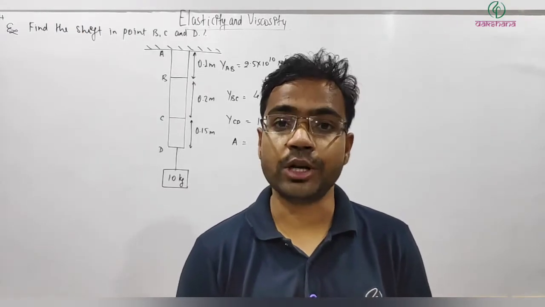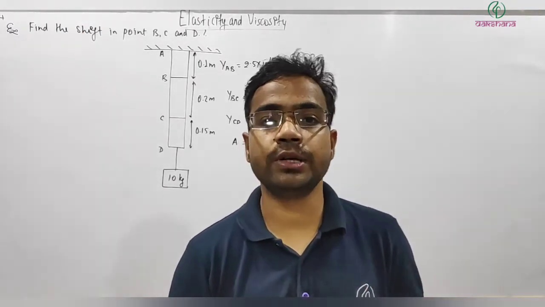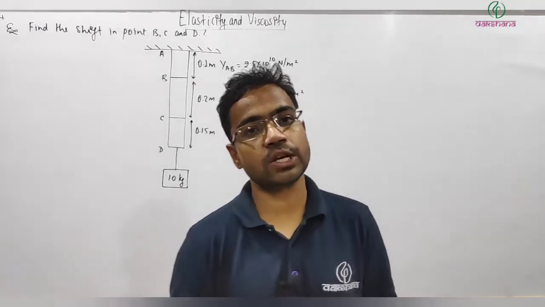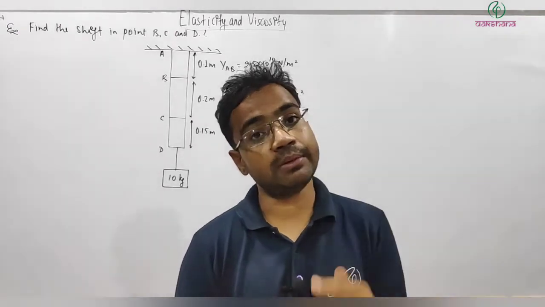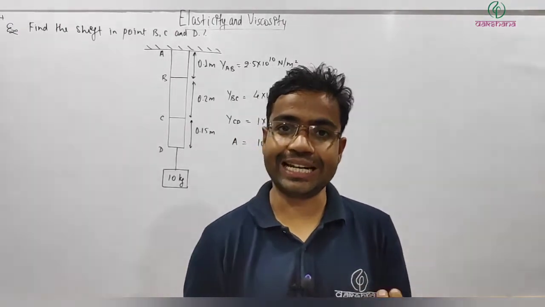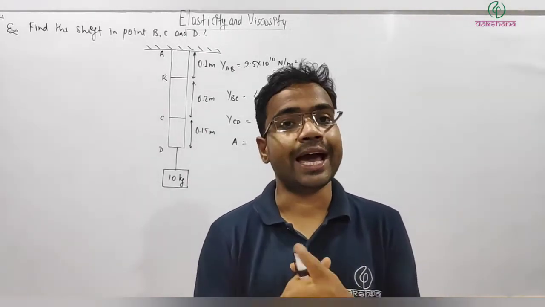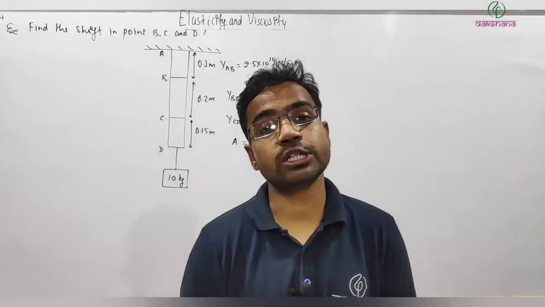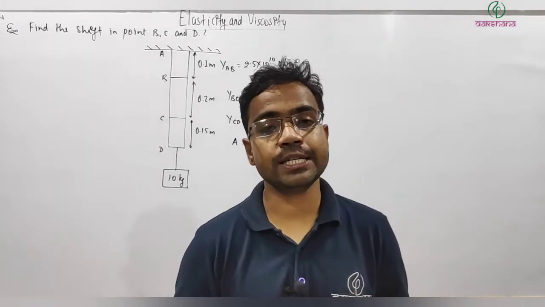It is called Young's modulus when it is longitudinal stress divided by longitudinal strain. Similarly, if it is bulk stress divided by bulk strain, or volumetric strain, the ratio is called bulk modulus. And the third one is modulus of rigidity, which is defined as shear stress divided by shear strain.